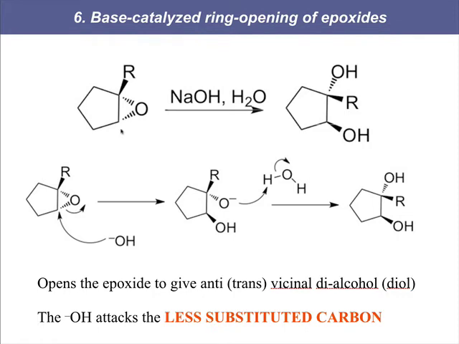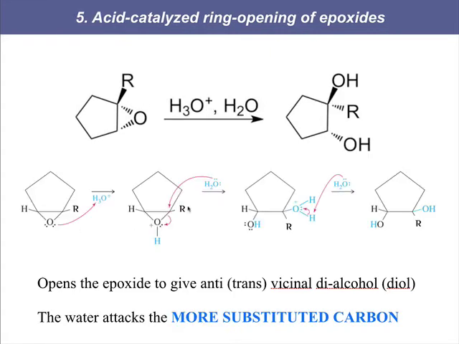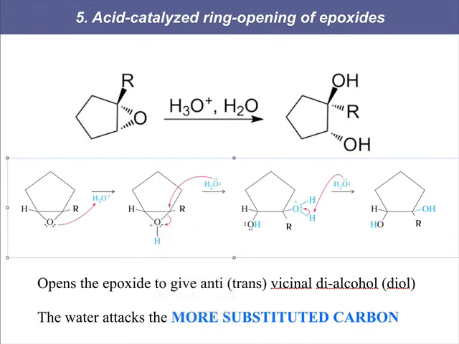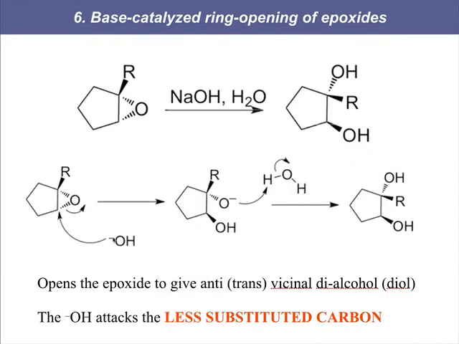that got attacked. So the difference between acid catalyzed opening of epoxides and base catalyzed opening of epoxides is the carbon to which the nucleophile will add. Under acidic conditions, we're adding the water to the more substituted carbon and opening the ring. Under basic conditions, we're adding hydroxide to the less substituted side of the ring and opening the ring. That way we get inversion on the less substituted carbon.